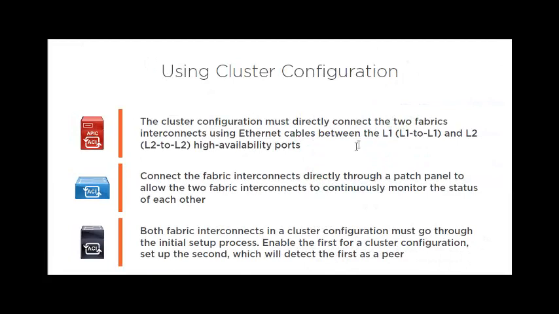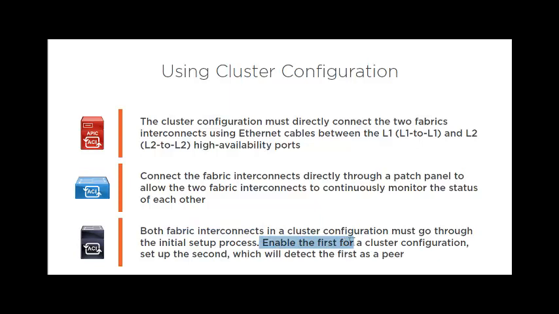So cluster configuration must directly connect the two fabric interconnects using the Ethernet cable, L1 to L1, L2 to L2, for high availability. Next is to connect the fabric interconnects directly. In case you cannot connect them directly like this, you can connect through a patch panel. Both fabric interconnects in the cluster configuration must go through the initial setup process. As I told you, we have to enable the cluster mode. If you are connecting two fabric interconnects, we need to enable it first.